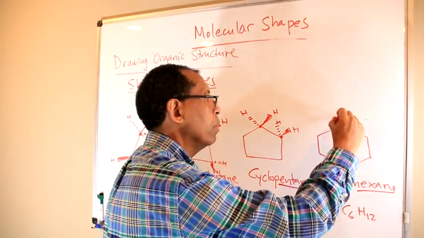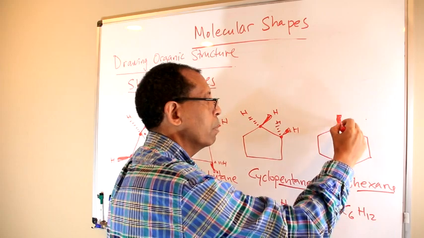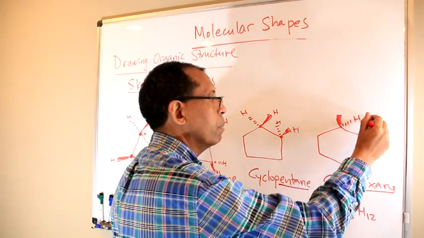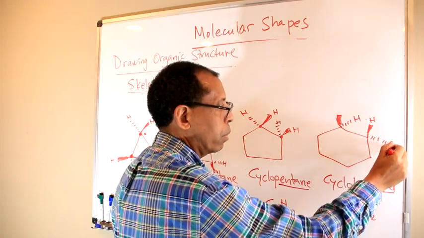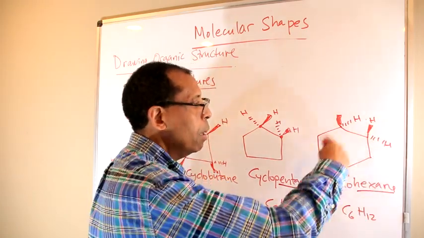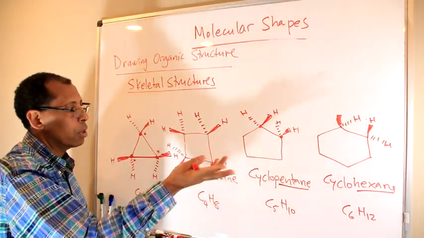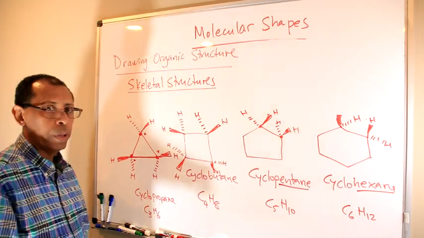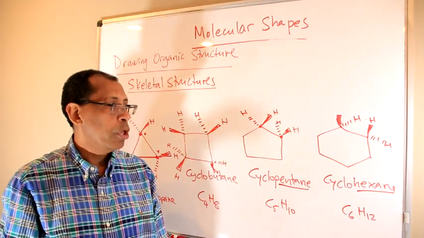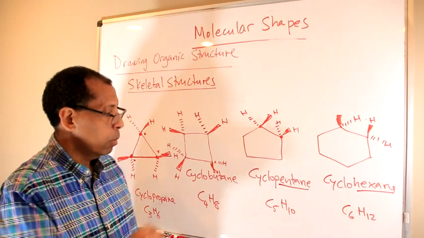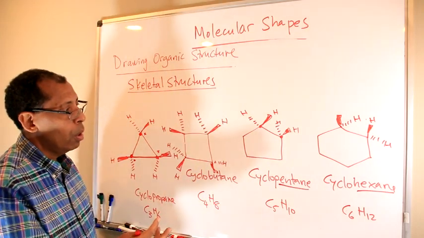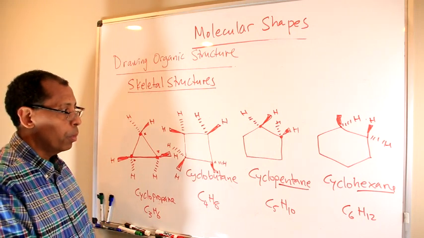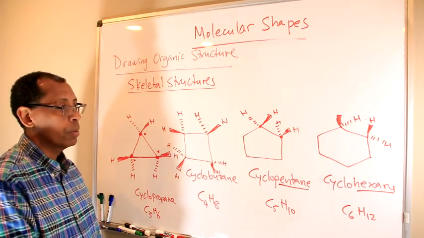So you have hydrogen out of the plane of the board, into the plane of the board, hydrogen out of the plane of the board, into the plane of the board. So you should be very familiar with drawing these skeletal structures where you have the hydrogens in and out to show the 3-dimensional shape of the molecule as well. So this shows you how tetrahedral geometry can be drawn in organic compounds.